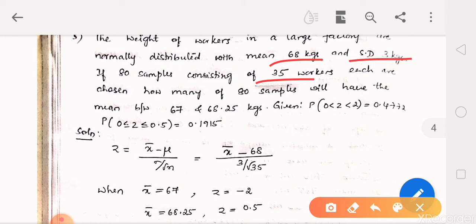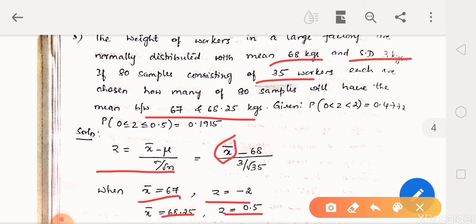Now we have to consider the probability when x bar varies between 67 and 68.25. So first we will consider the formula for z as x bar minus mu divided by sigma by square root of n. Substituting all this, we can write the expression as x bar minus 68 divided by 3 divided by root 35. Now when x bar equals 67, substitute here and get z as minus 2, and when x bar equals 68.25, z is 0.5.